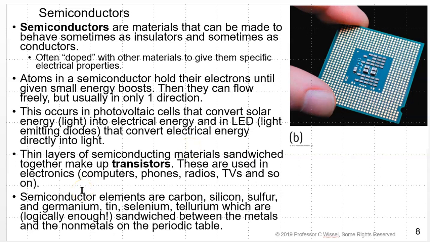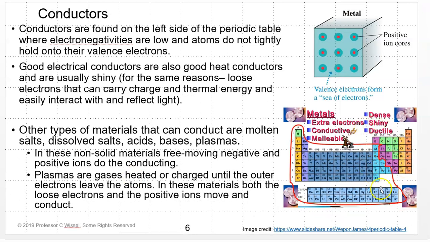Thin layers of semiconductor materials sandwiched together make up transistors. These are used in every electronic device that you have. Your phone, your TV, your computer, all of these use transistors. Semiconductor elements are carbon, silicon, sulfur, germanium, tin, selenium, and tellurium, and these are, logically enough, sandwiched between the metals and non-metals in the periodic table. So here they are. Here are the metals, here are the non-metals, and these purple ones right between the metals and non-metals are the semiconductors.